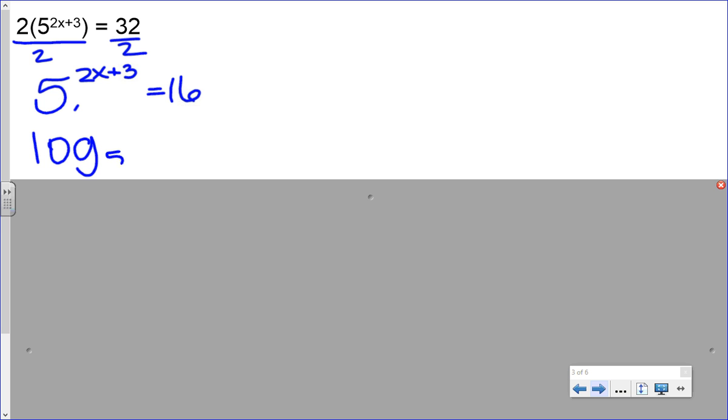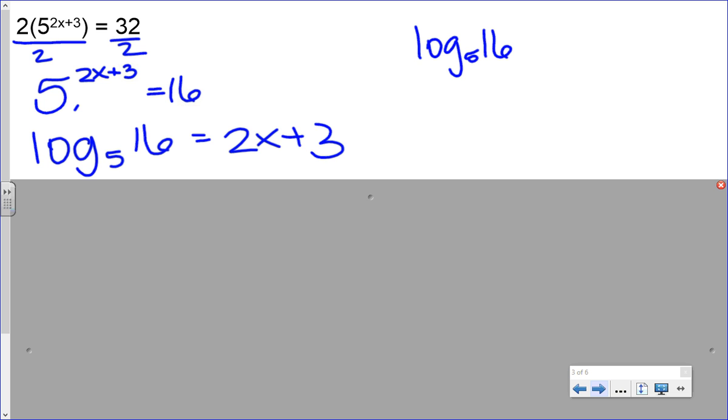Log base 5 of 16 equals 2x plus 3. From here it becomes a linear equation. What are we going to do to solve for x? We're going to have to take log base 5 of 16, subtract that 3 over, and then divide by 2 to solve for x. So go ahead in your calculator, figure out what log base 5 of 16 is, subtract 3, and divide by 2 to get what this should be.